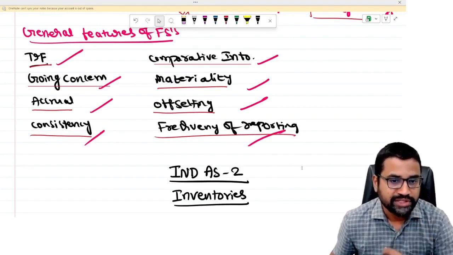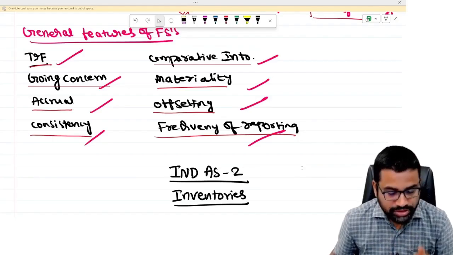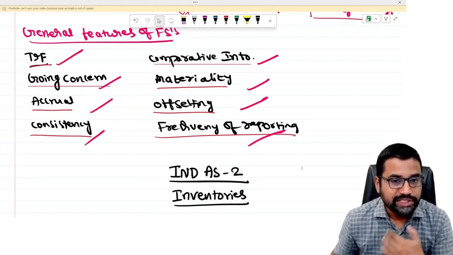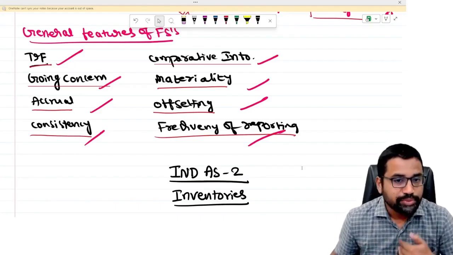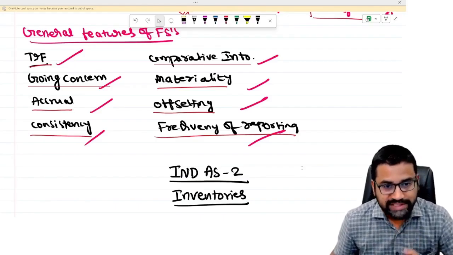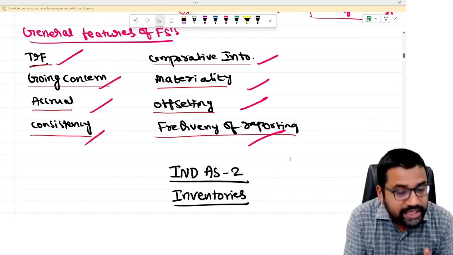When you prepare financial statements, we should make an assumption that the organization will continue in the future. Next, accrual. All incomes and expenses will be recognized on accrual basis, irrespective of cash received or paid. Next, consistency. When we prepare financial statements, the accounting policy should be consistently applied. Like that, in your own words, you write. But the main thing is the heading.